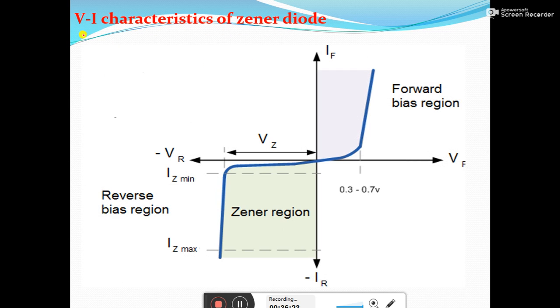Next, the VI characteristics. Here I don't discuss more about the forward bias mode, because the forward bias mode is exactly the same as that of a normal diode. Specifically, for the reverse bias operation, this Zener diode is specially designed to be operated in the reverse breakdown region. You can see there is no damage to the diode even if it is operated in the reverse breakdown region, which is also referred to as the Zener region.